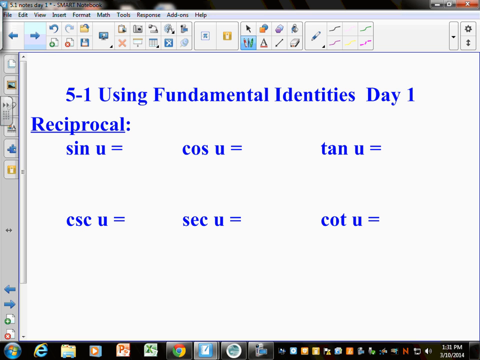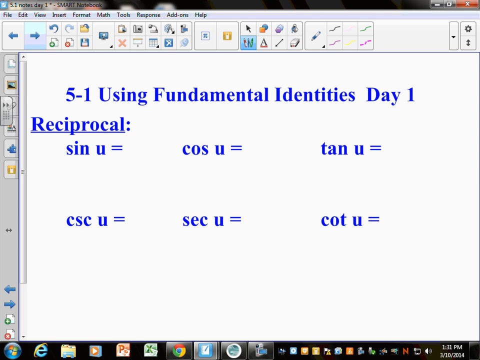So 5.1 is called Using Fundamental Identities. And we're actually going to spend all week on this section because to me, I feel like it's the most important, and then we just add on from here. There are a lot of identities or theorems or formulas or however you want to think about it in this chapter. You will be responsible for learning or memorizing a lot of them. When we get to the section that I say you won't have to memorize this, I'll tell you, because I will give you some of them on the test, but not all of them, okay?